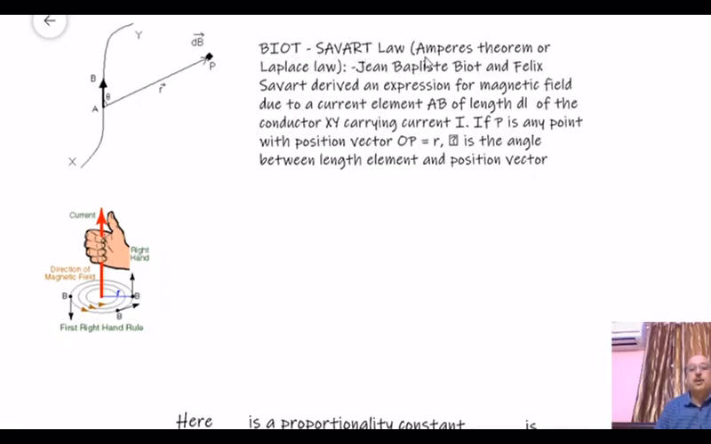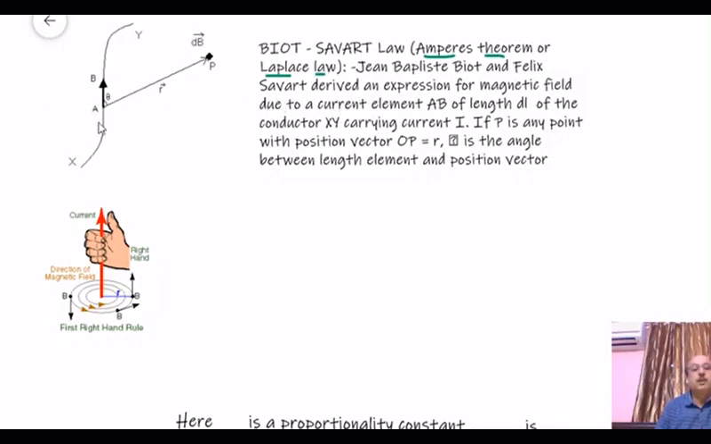It is also known as Ampere's theorem or Laplace law. So remember all these three names: Biot-Savart, Ampere theorem and Laplace law. It was developed by Jean-Baptiste Biot and Felix Savart. They derived an expression for the magnetic field due to current element AB.